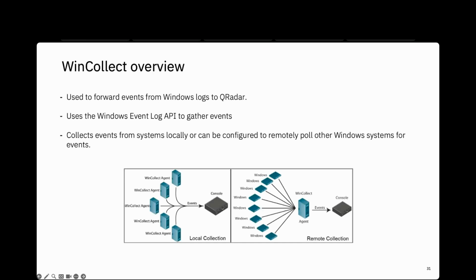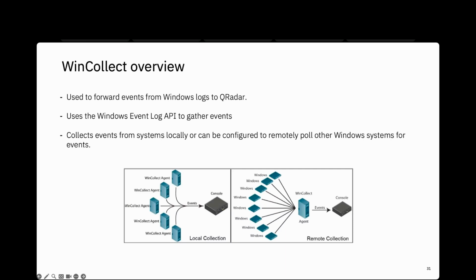WinCollect is an agent which you install on the Windows server, which helps to collect and forward events from the Windows server to QRadar. It uses the Windows Event Log API to gather the events. You can collect events from the Windows server where it is installed, like local polling, or WinCollect can be configured to remotely poll events from other Windows servers as well.